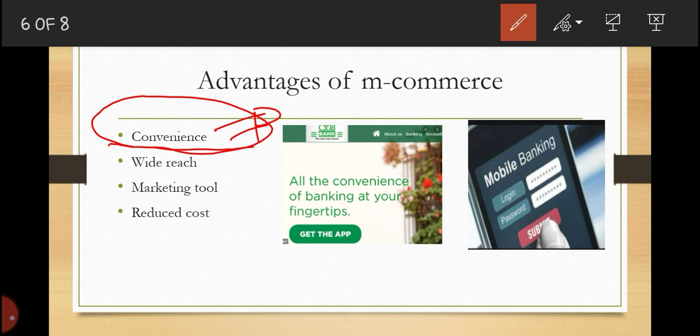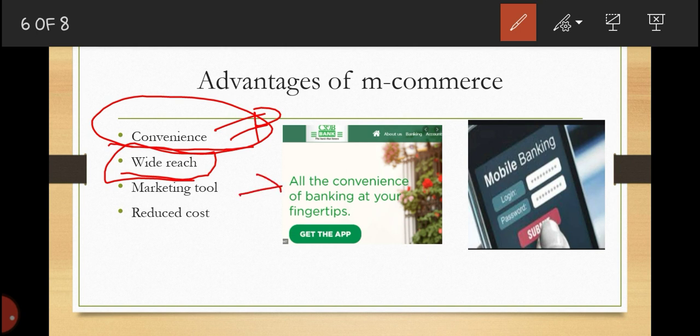Also, we say mobile commerce has a wide range or a wide reach. That means a huge part of the world's population has mobile phones in their pocket. So the sheer size of the market is tremendous. That means you can reach a lot of customers. You can reach people all over the world if you are applying mobile commerce, because so many people have these mobile phones in their pockets.